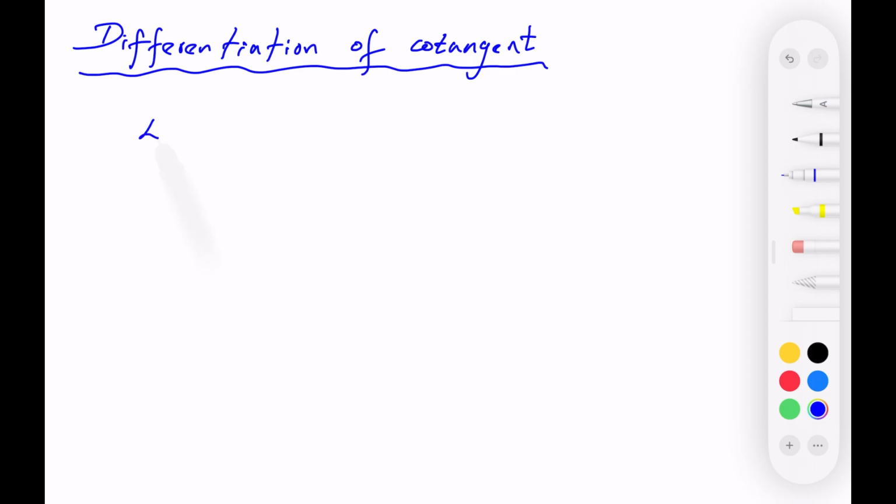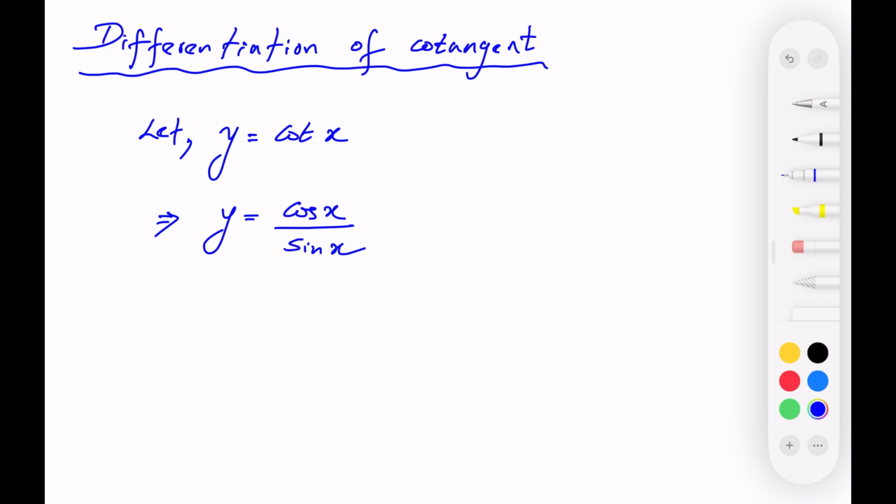This video discusses how to differentiate the cotangent function. We will let y be cotangent x. We know cotangent x can also be written as cosine x divided by sine x. As soon as you write it that way, we can apply the quotient rule of differentiation and differentiate cotangent x.